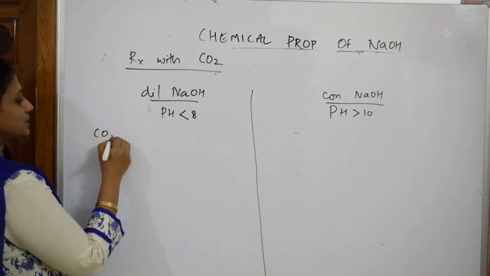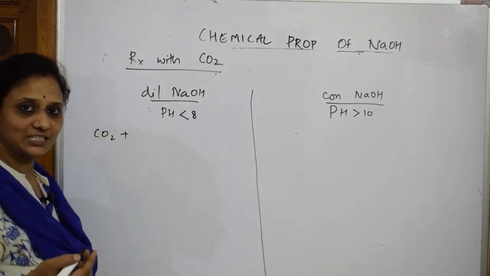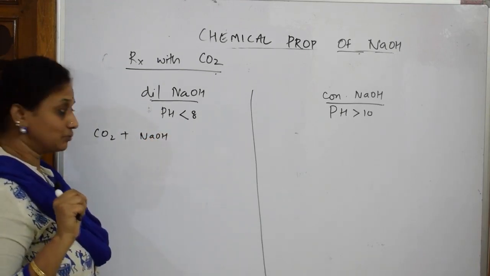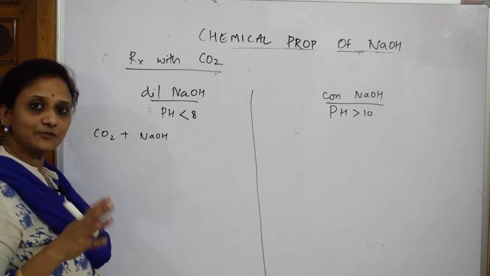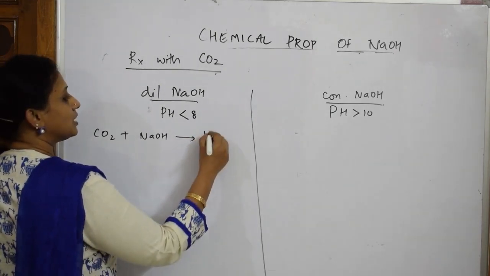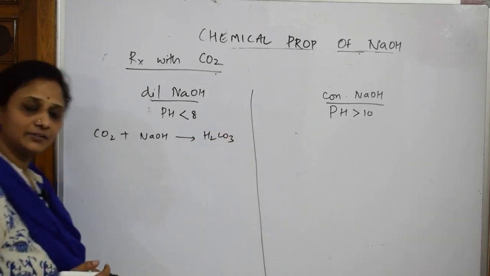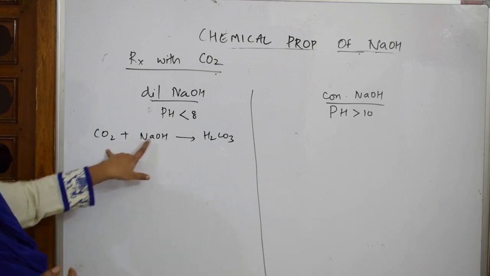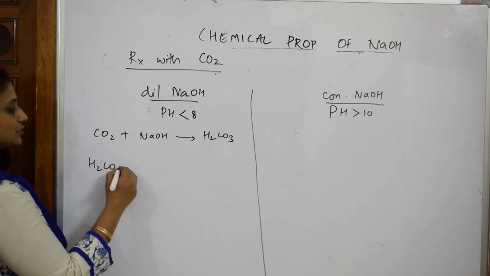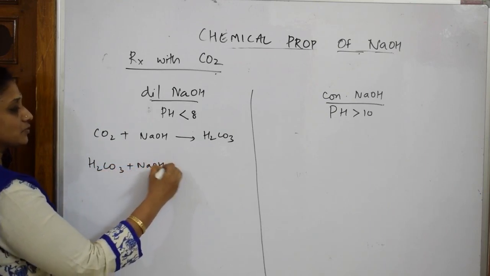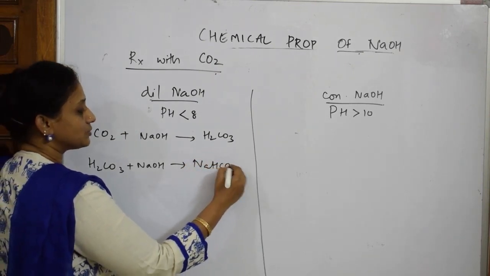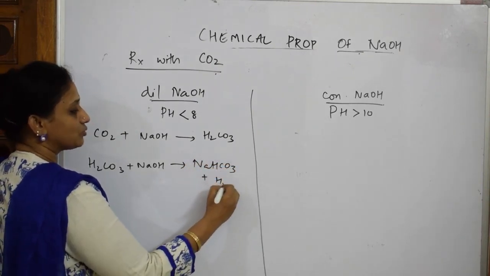First of all, carbon dioxide is going to react with sodium hydroxide. Now this is dilute. But the most important thing, this is not going to directly form the product, but it's going to undergo 2 steps. In the first step, this is going to form carbonic acid, H2CO3. Now in the second step, this carbonic acid combines further with sodium hydroxide. Then it forms sodium bicarbonate, that is your baking soda, as well as water.